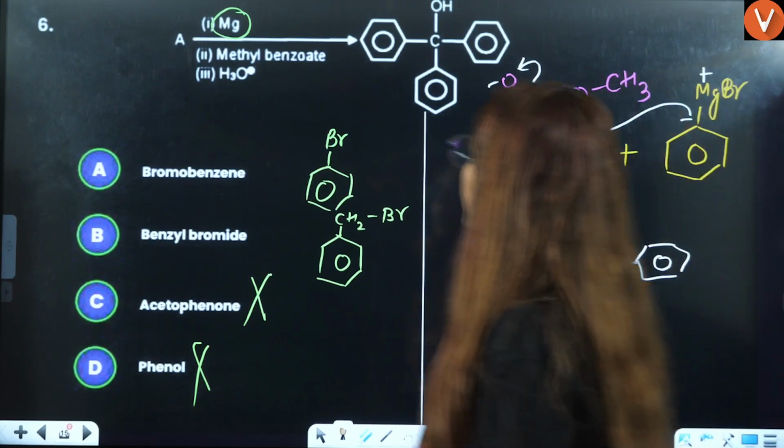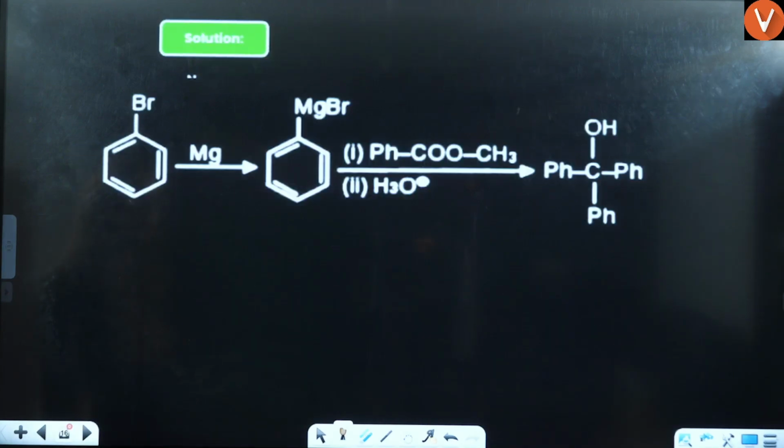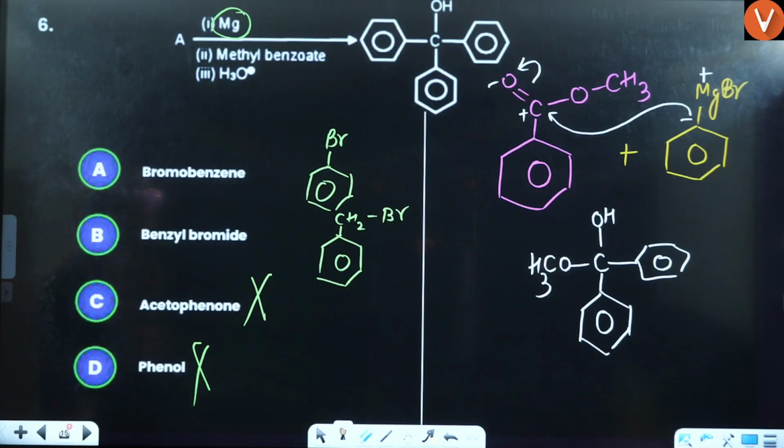Here you will have OCH3. After that you will do hydrolysis, right? So here it should be phenyl benzoate. Only then you will be able to answer this, right? So there's a little mistake here, what I can see. Even more hydrolysis we are doing now.